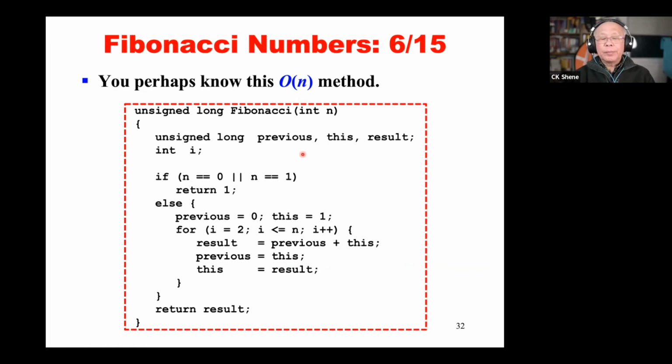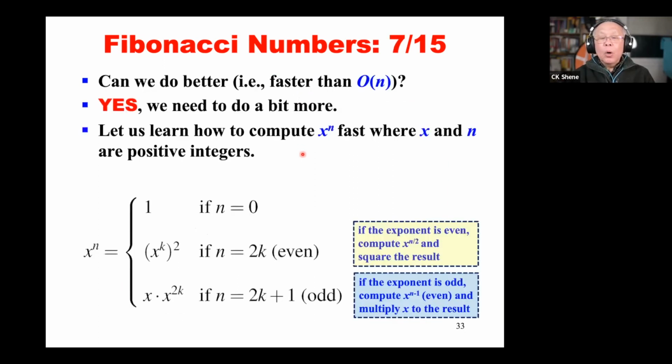Can we do better? As a computer science student, always try to make your program more efficient. Now, let's try. We certainly can do a whole lot better, but let's start with a simple problem. Given an x and n, how fast can we compute x raised to the nth power? Okay, now you know, we just execute a loop. Every iteration we multiply x to the previous value, that's fine. But that algorithm is order n.